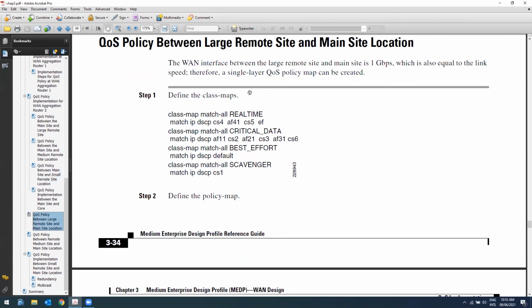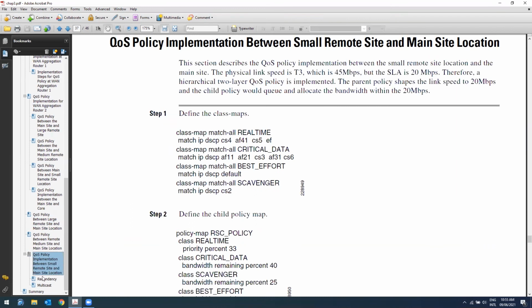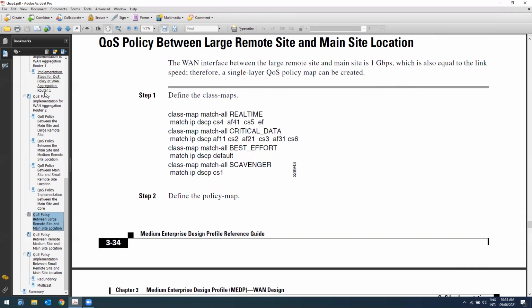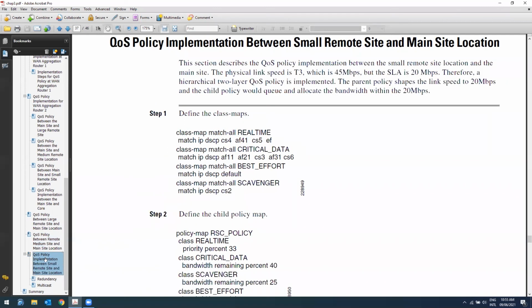And so forth for the large and the main site, and medium and main site, small site and main site. Okay. So what I'll try to do is to make this part simple. I'll try and find videos where they do the actual setup so that you can actually see and have a feel of how things are done.